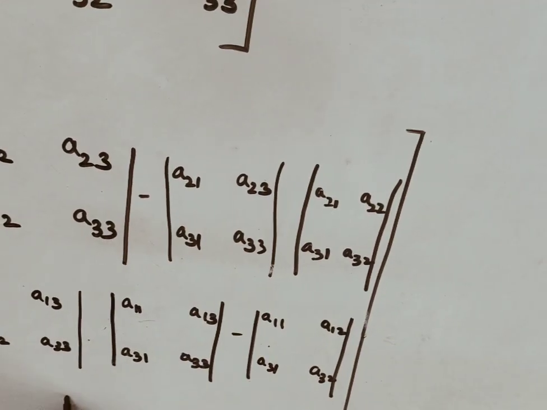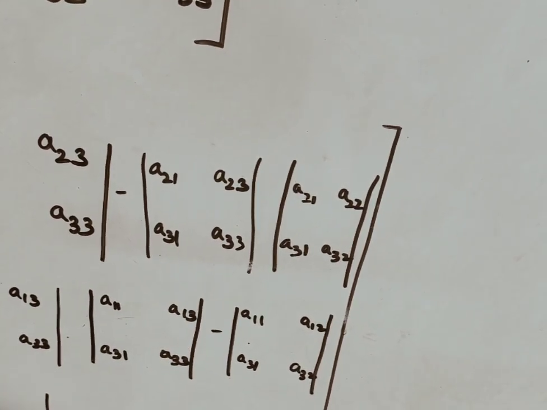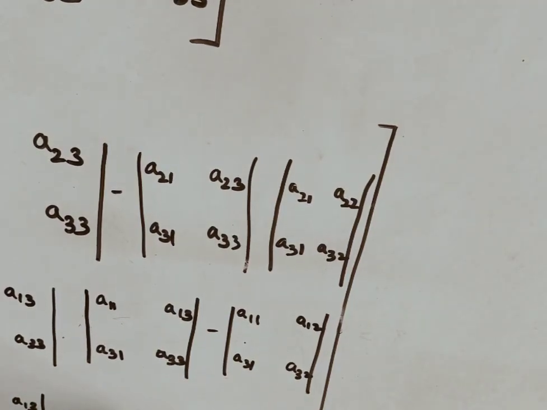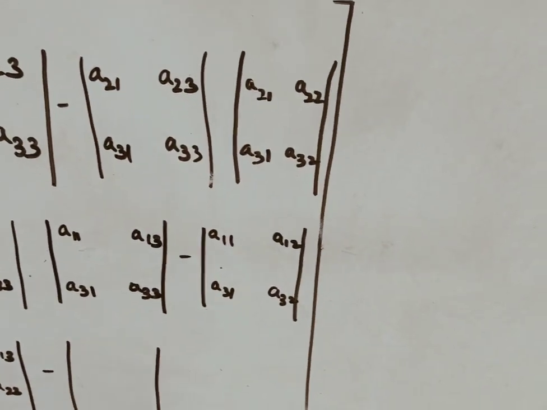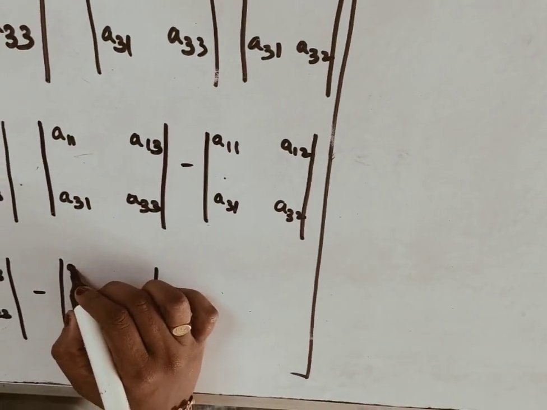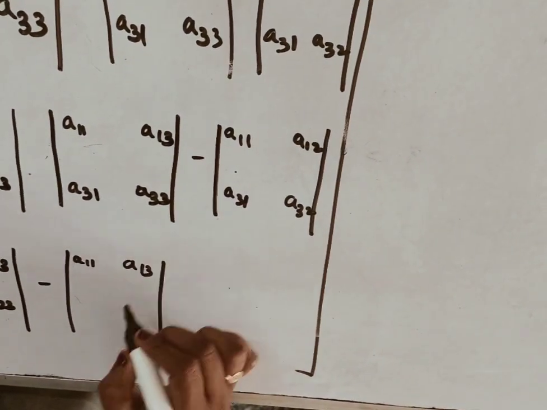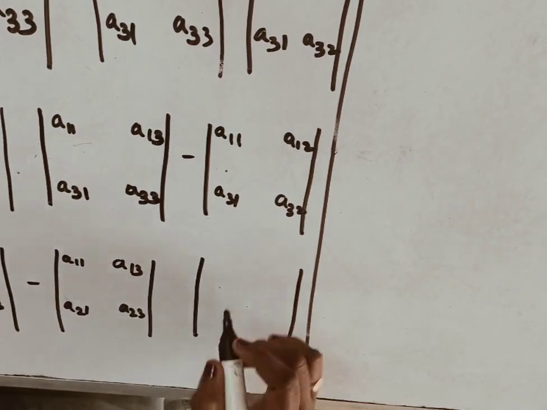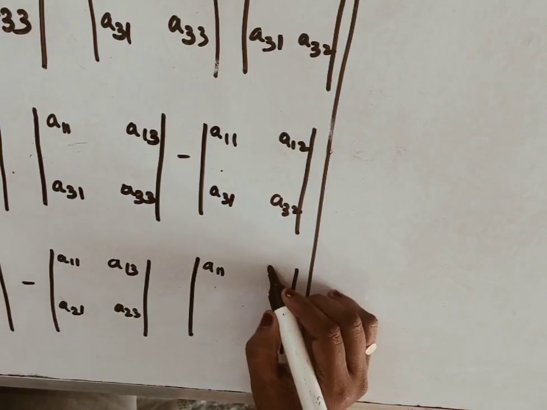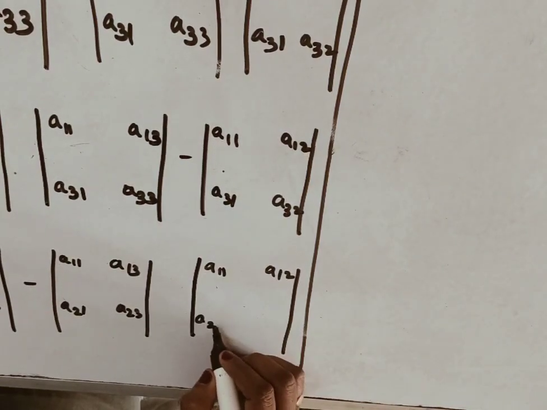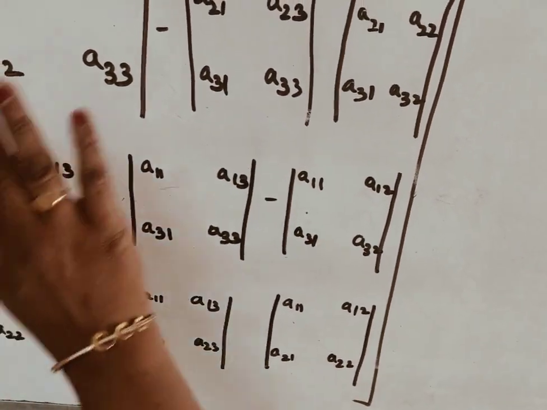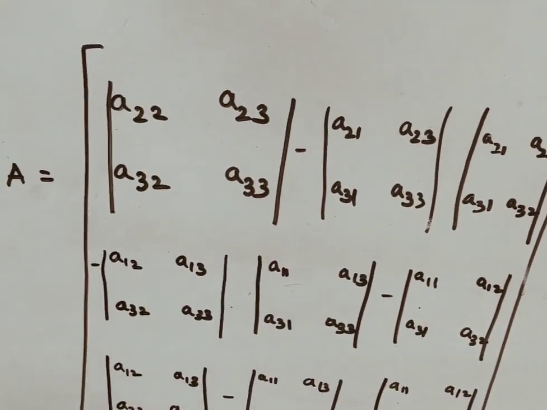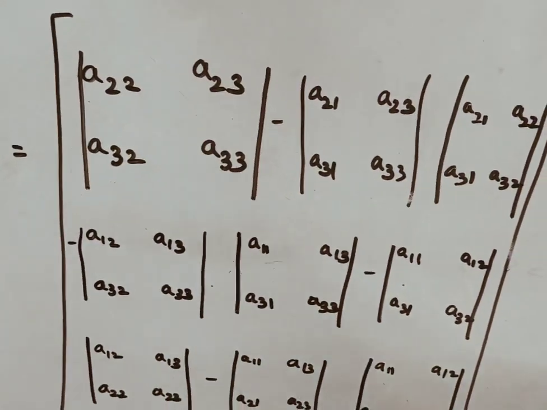Next, for this I am going to write the minor. If I write for this, I will get A12, A13, A22, A23. Alternate terms will have minus. So minus over here, we will get A11, A13, A21, A23. Next, for the last term, A11, A12, A21, A22. After completely solving this, we have to take the transpose. That will be the answer for your adjoint of A. This is how we have to find the adjoint of A.